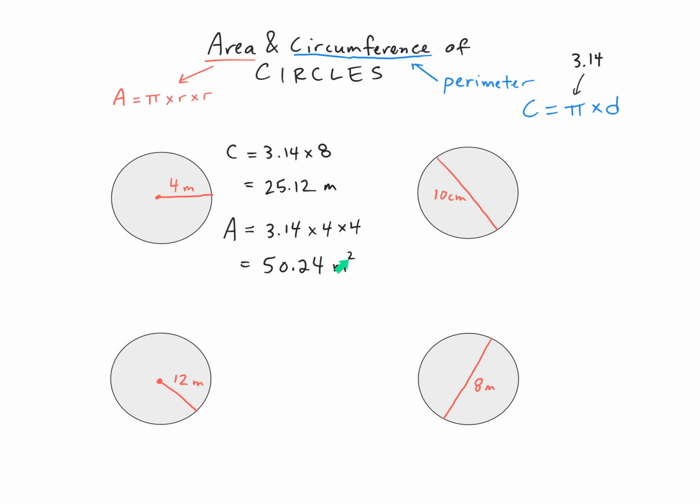You need to have this little 2 for area, okay? Not for circumference, but for area you do, okay? Pi times the radius times the radius gives us area, okay? Let's take a look at this one.